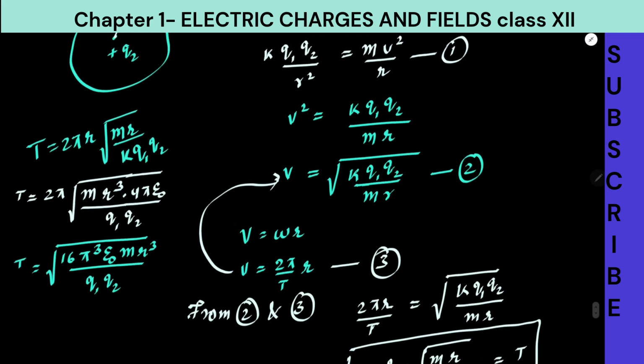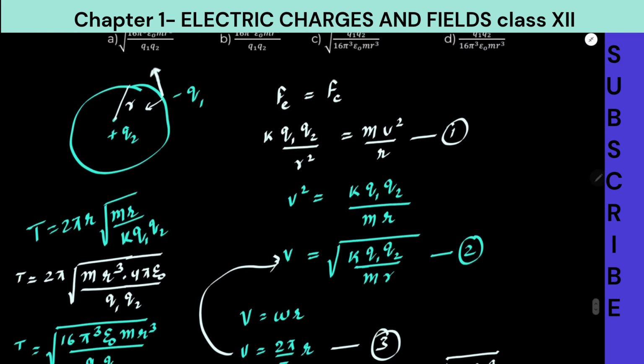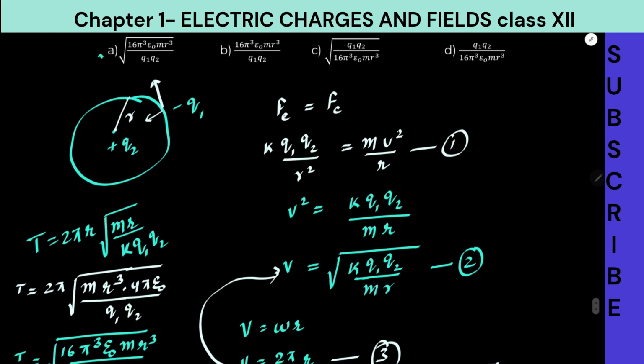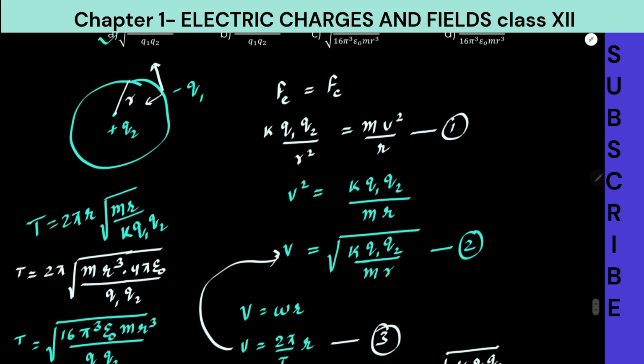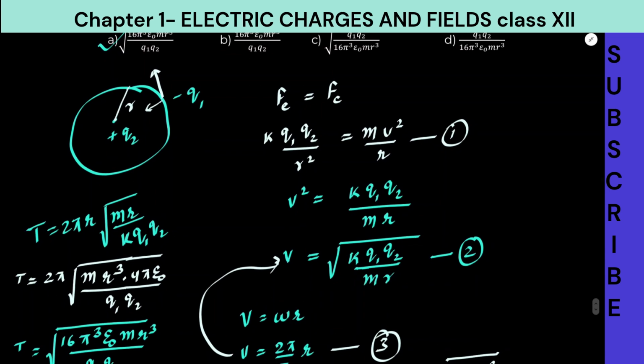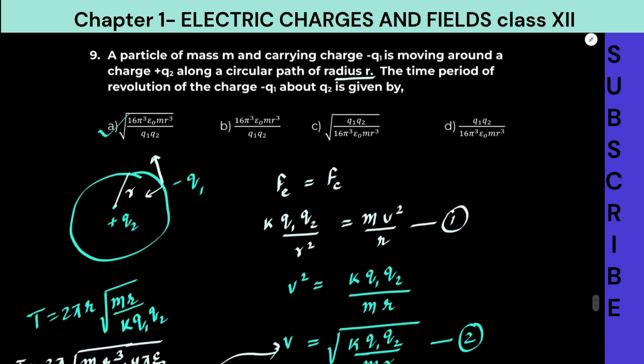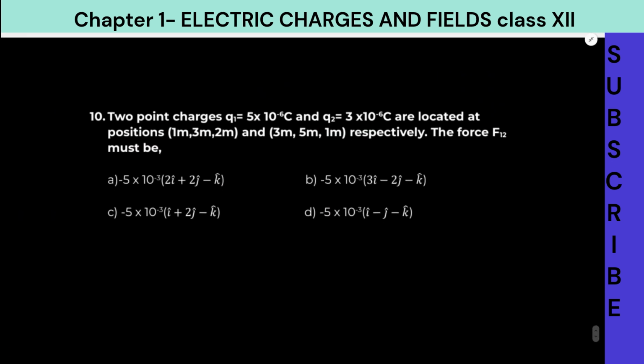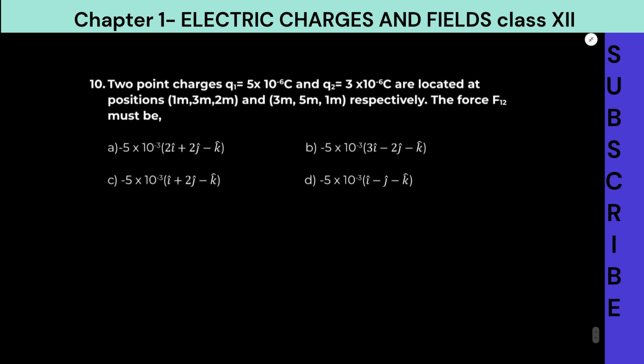This is our time period, right? So let's see, is there any option? Yeah, option number A. Option A is 16 pi cube epsilon naught mr cube upon q1 q2. So this is our correct answer for question number 9. Let's move to the last question for this worksheet.